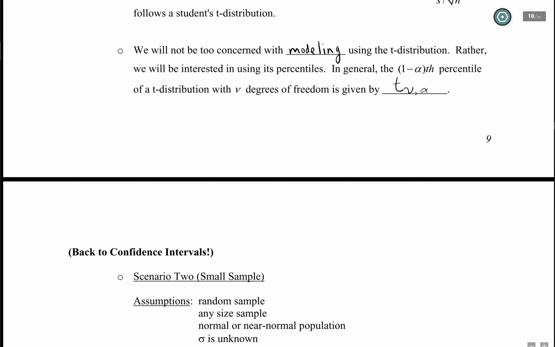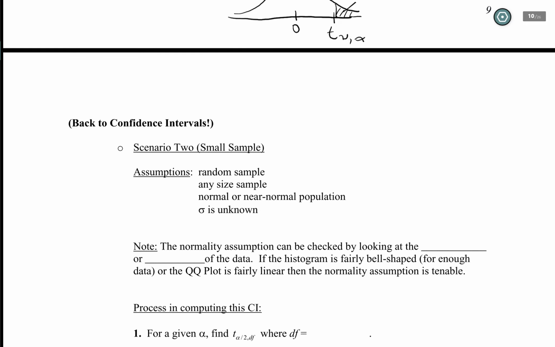Okay, and in terms of where that is on the t distribution, remember the t is bell-shaped just like the normal, centered at 0. This is a t value. Degrees of freedom is entered first there, and then alpha is next. But it's the t value such that the area under the curve to the right is alpha. So that's what we're going to be interested in with this t distribution.